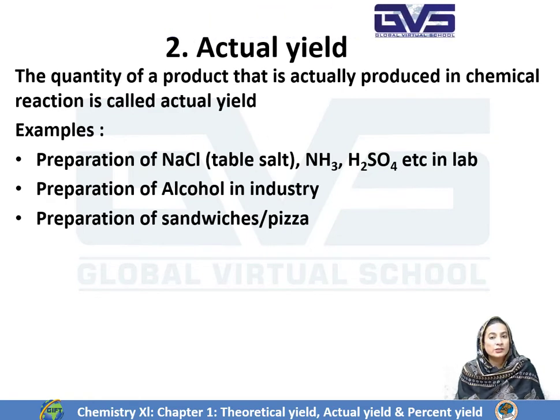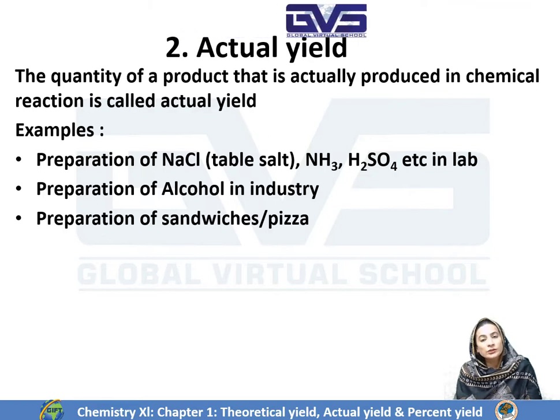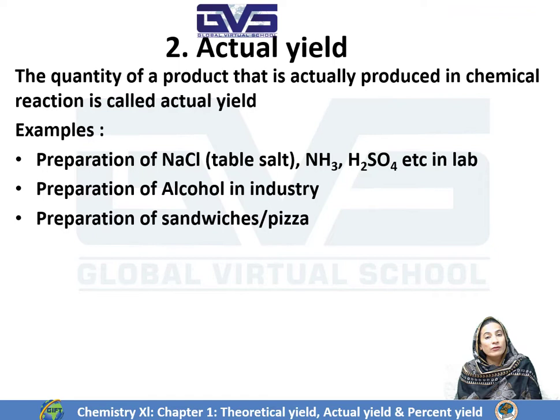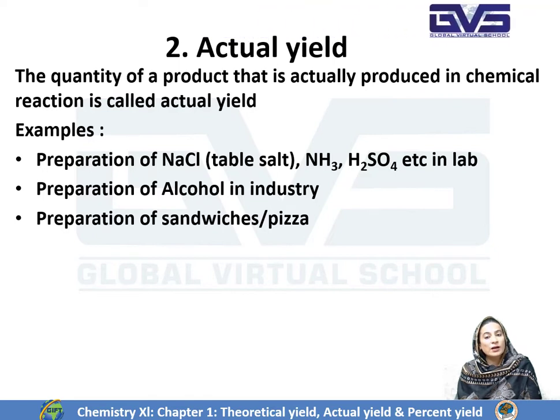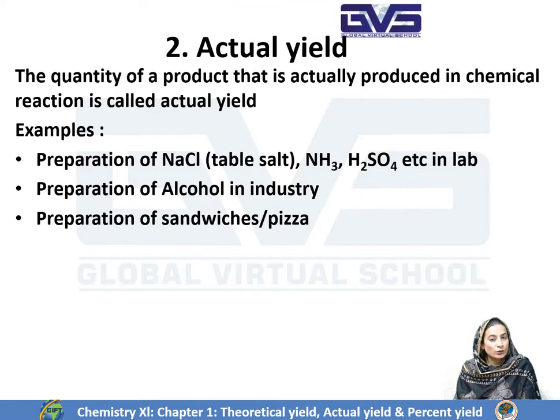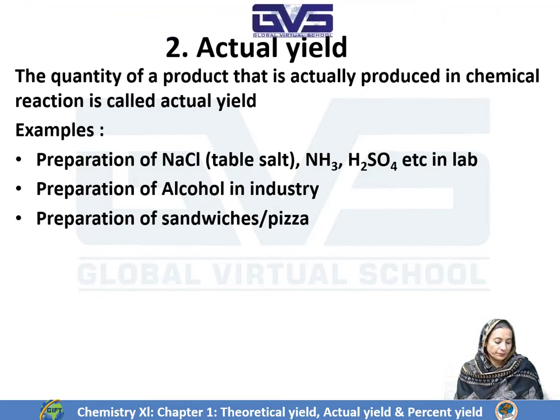Preparation of alcohol in industry. Alcohol is prepared in large volume, in mass, or you can say the yield. That is called the yield. Formation of sandwiches, pizza, or cake: if you mix the ingredients and obtain the actual cake, that mass is called the actual yield.